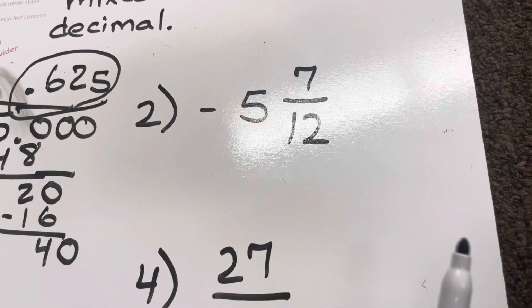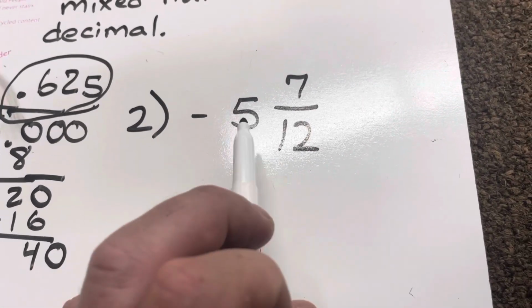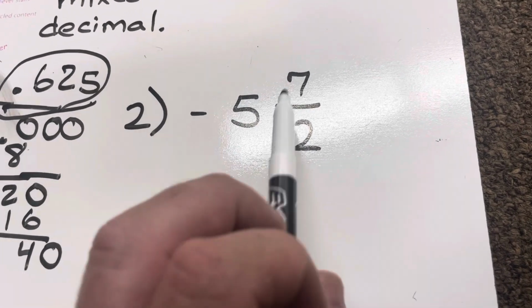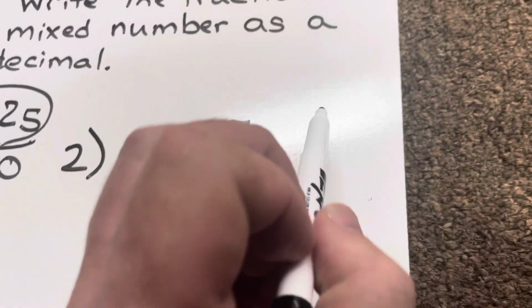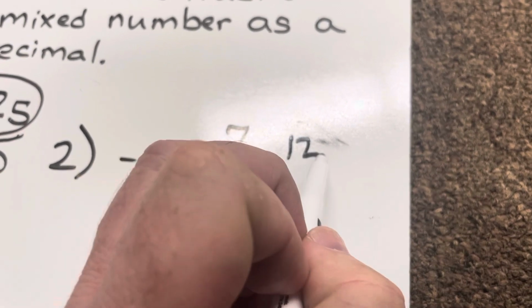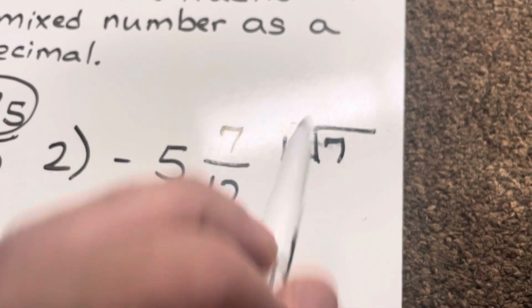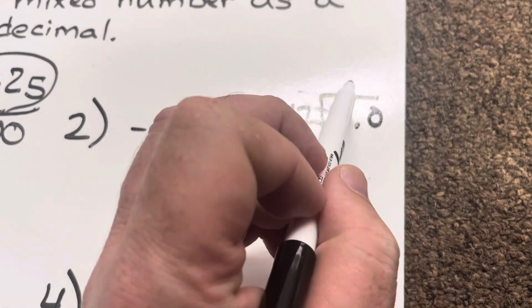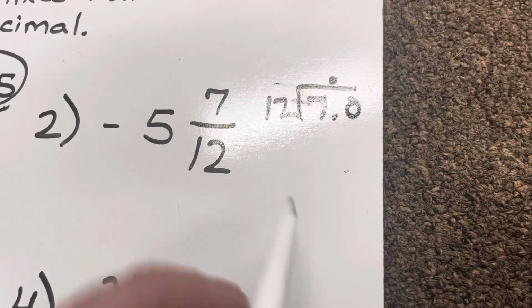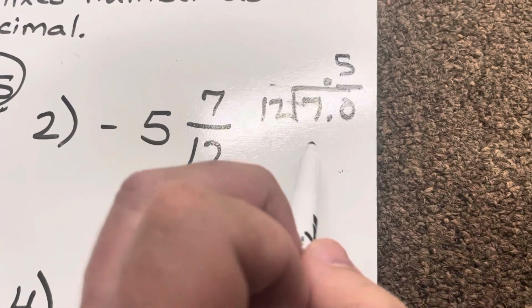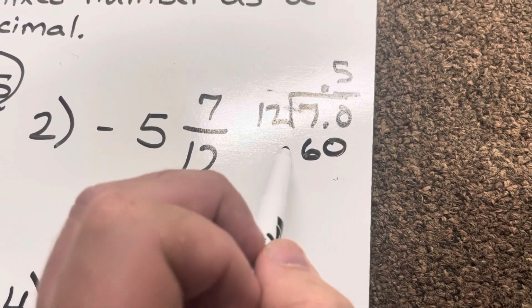It's -5 and 7/12. Well, I'm not going to worry about the 5 because I know that it's just going to end up being 5 point something. What I'm worried about is the 7/12, which is going to be 12 going into 7. Well, I know that 12 can't go into 7, so I'm going to have to add a 7.0. Put that decimal straight up. 12 can go into 70, I'm going to say 5 times, because 5 times 12 is 60.